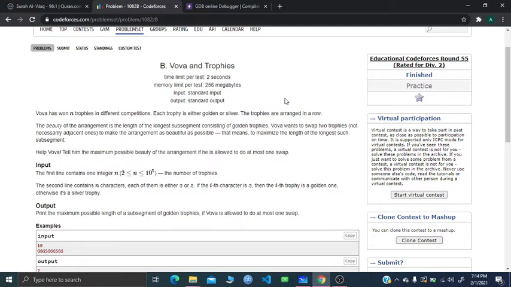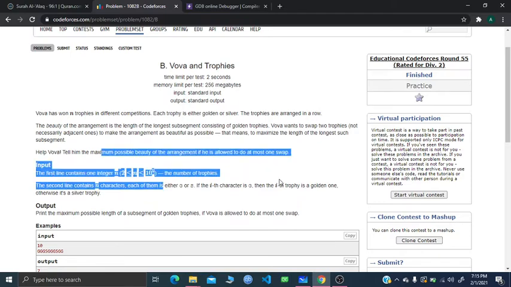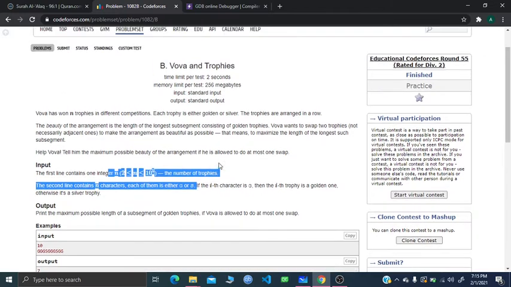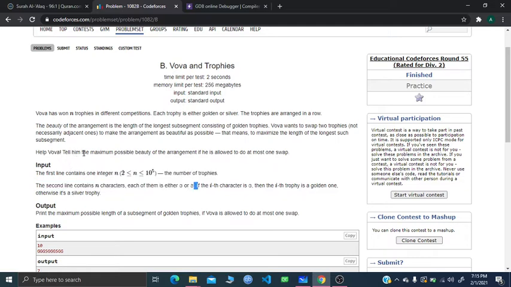I'll be explaining a very good greedy problem named B. Vova and Trophies, taken from a recent Educational Round 55. The statement says that you're given an n-length string consisting of only two characters, respectively golden or silver. You have to tell the maximum possible beauty of the arrangement. And what is the beauty of the arrangement? It is the length of the longest subsegment consisting of golden trophies, indicated by the G character.